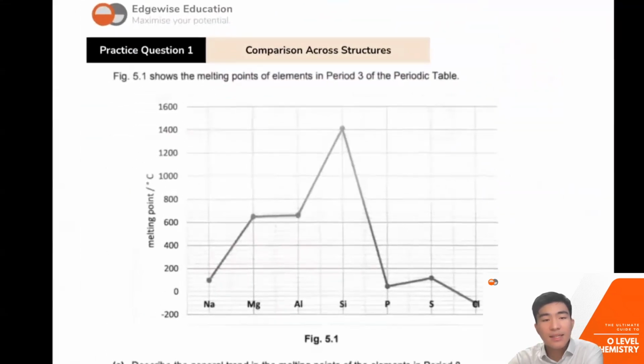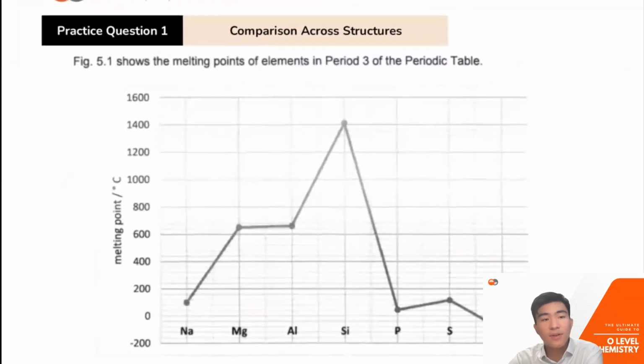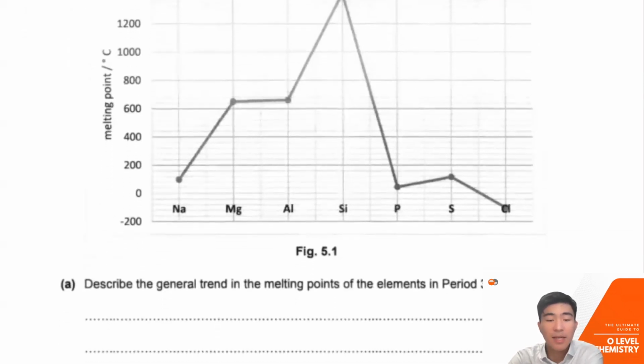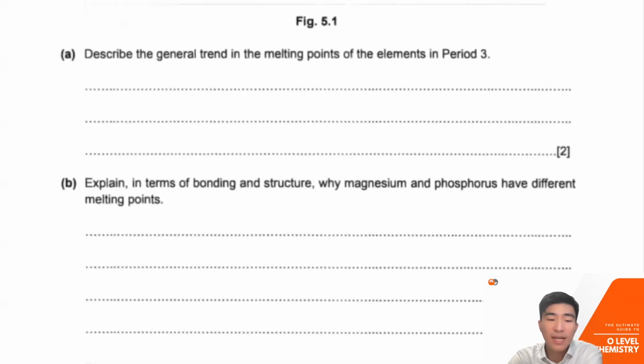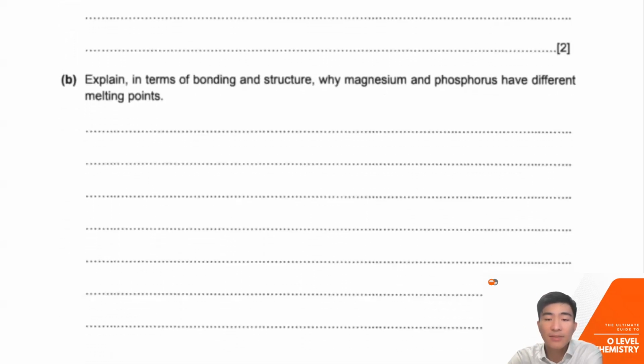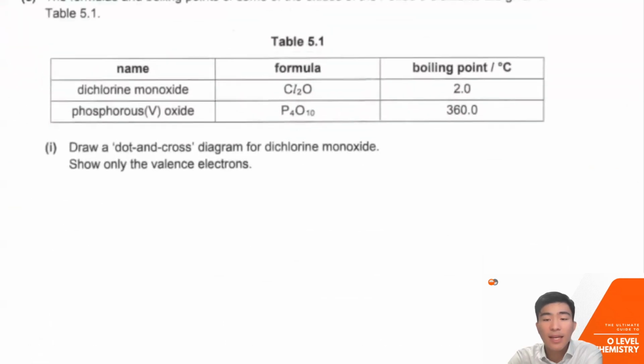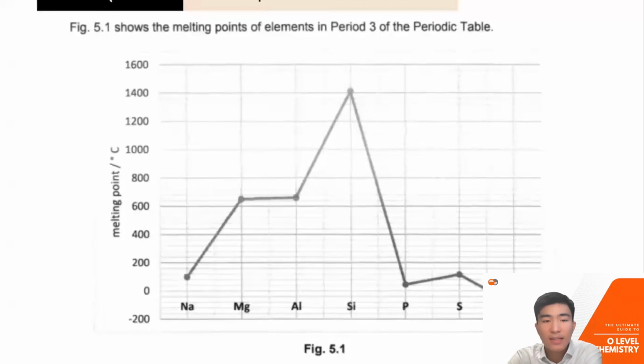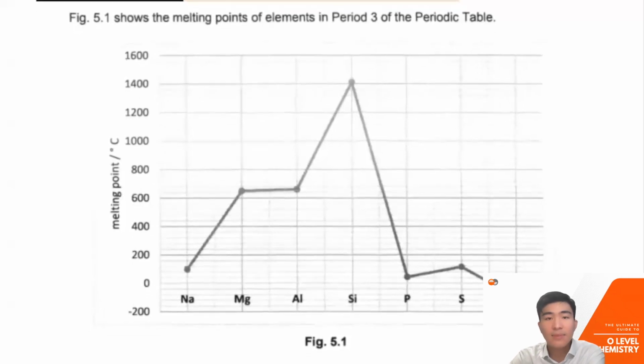Okay, let's try this. Practice question 1 for chemical bonding: comparison across structures. This is also a prelim paper question from this year's prelim paper. They ask you about melting points of elements in period 3 of the periodic table. They ask you to describe the general trend, and describe in terms of bonding and structure why they have different melting points. Can we take some time? Look at the graph and try part A. Describe the general trend.